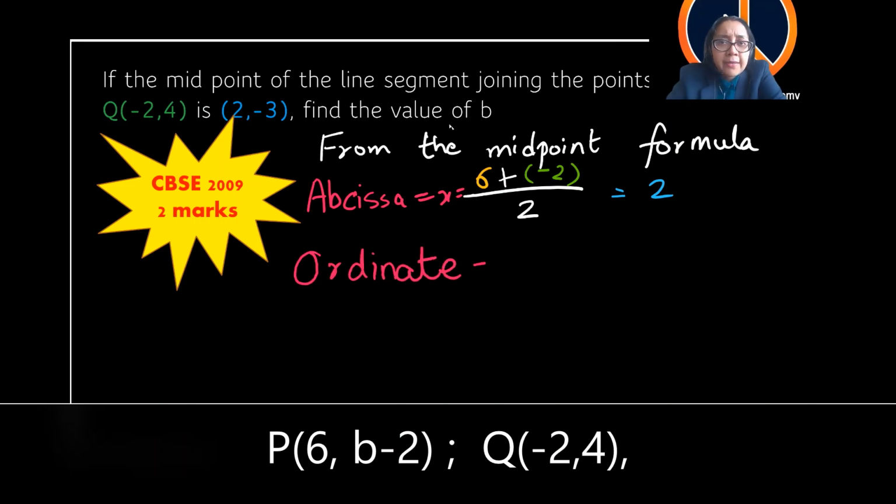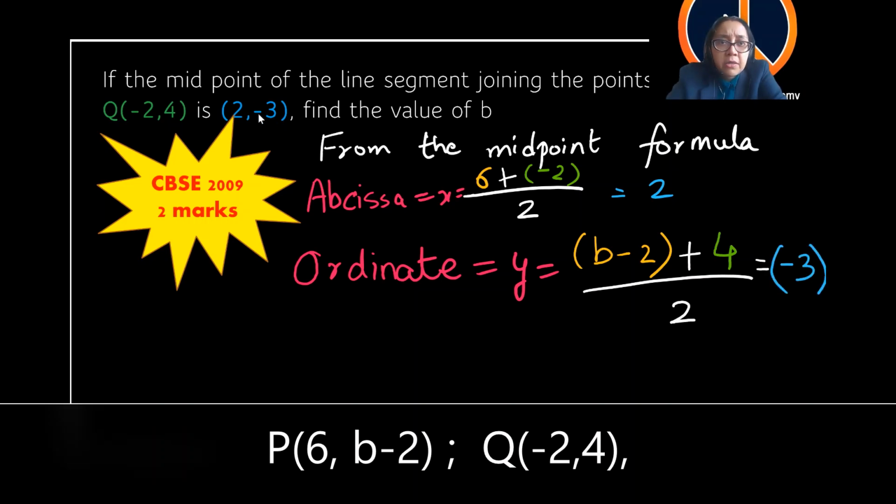Now we have to find the value of b only, and b is in the ordinate part. The ordinate part, y1, is b minus 2, right? So we can write (b - 2 + 4)/2, and it comes out to be -3 because it is given that this is the midpoint. So 2 and -3 are the coordinates of the midpoint. It is given in the question.